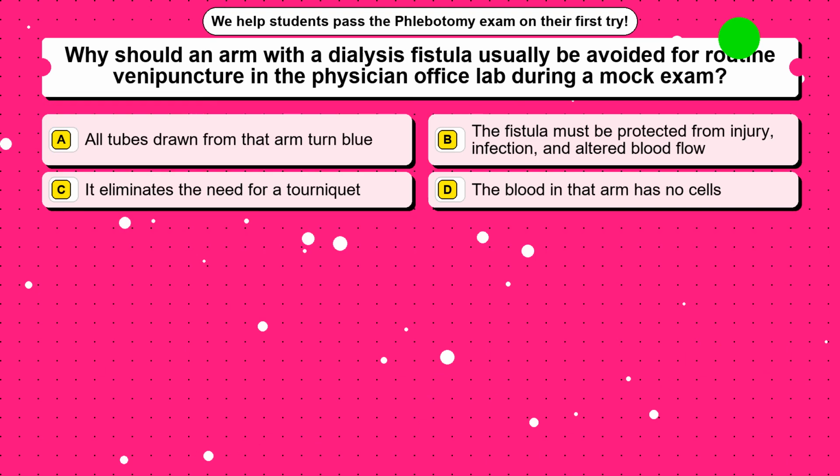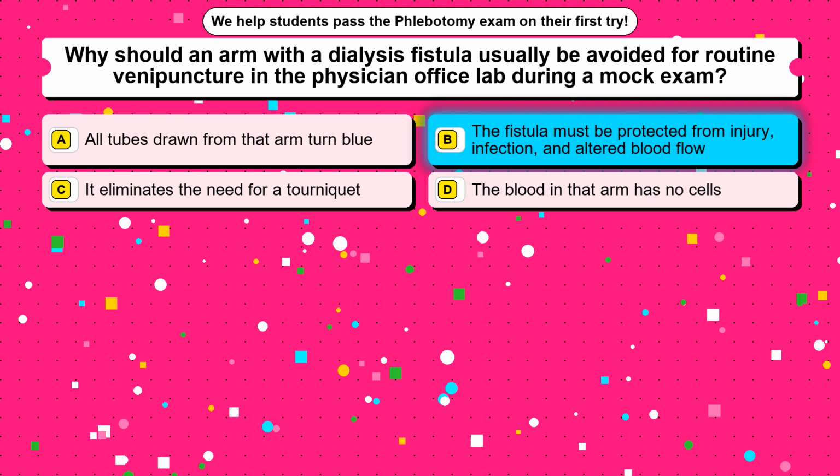Question 29. Why should an arm with a dialysis fistula usually be avoided for routine venipuncture in the physician office lab during a mock exam? Option A. All tubes drawn from that arm turn blue. Option B. The fistula must be protected from injury, infection, and altered blood flow. Option C. It eliminates the need for a tourniquet. Option D. The blood in that arm has no cells.